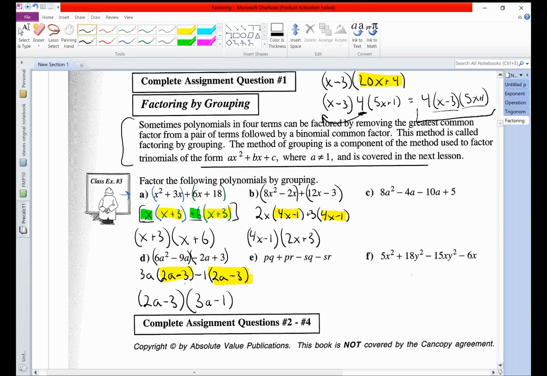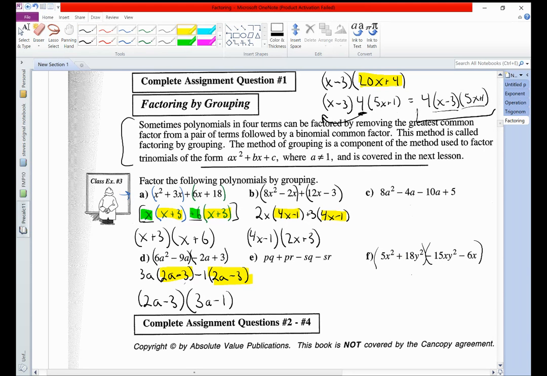All right, let's move on to F. F is an interesting one, because if I try to group this right away, you can see that 5 and 18 don't really group that well. You can't really factor a number out of 5 and 18. And the same with the second group, negative 15 and negative 6. You can factor out a 3, but it doesn't factor out super well. So what you can do is tinker with the order of this if you want to, as long as you keep the signs with it.